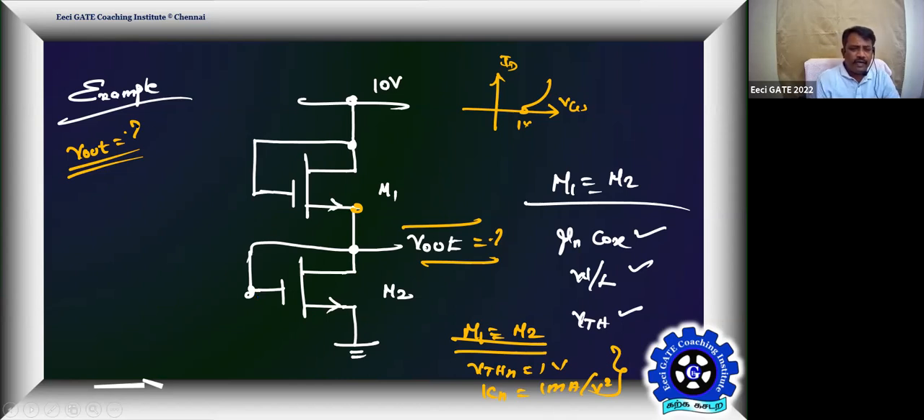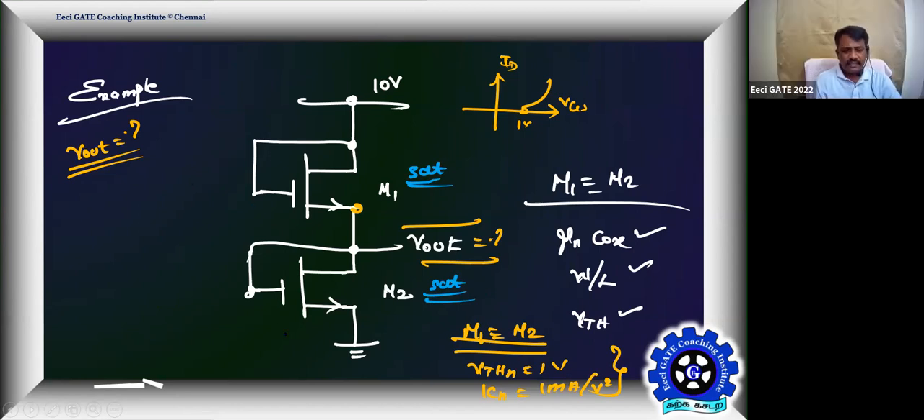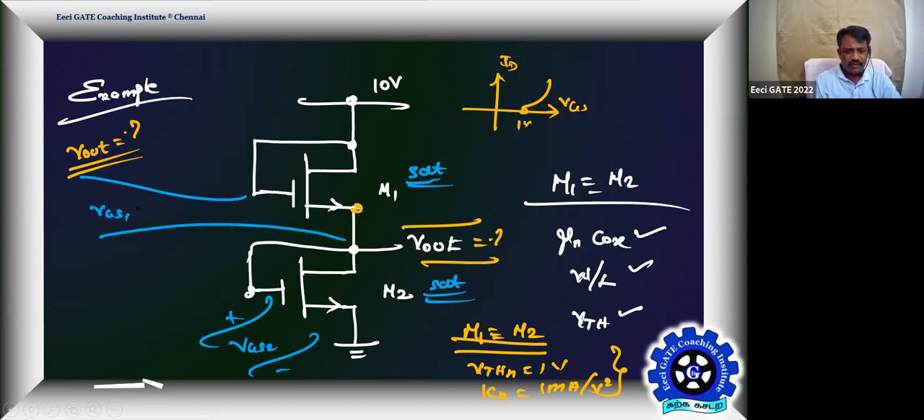So both M1 and M2 can be in saturation, correct? Yes, sir. If they are in saturation, definitely they're going to have a VGS. So this is VGS2 and this will be VGS1, correct? So this will be greater than 1 volt. This is also greater than 1 volt because the device is on, they are in saturation, correct?